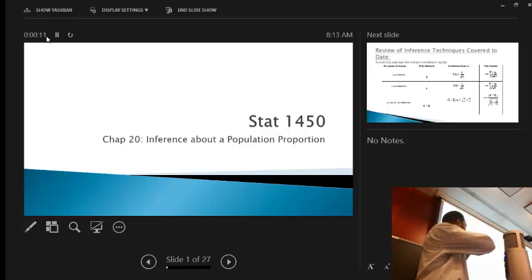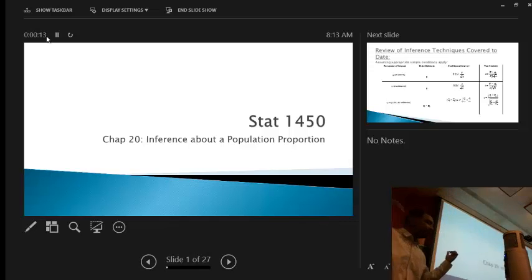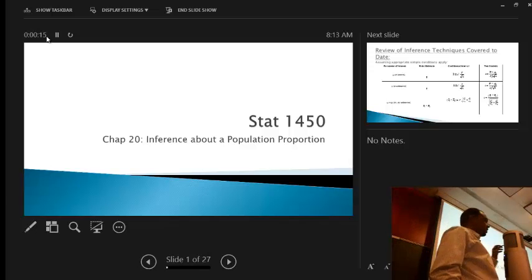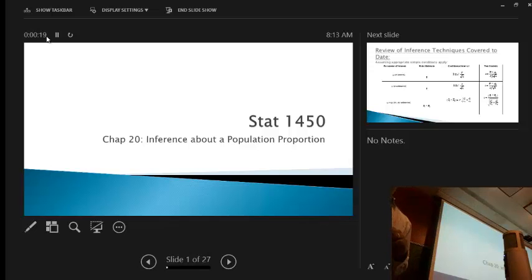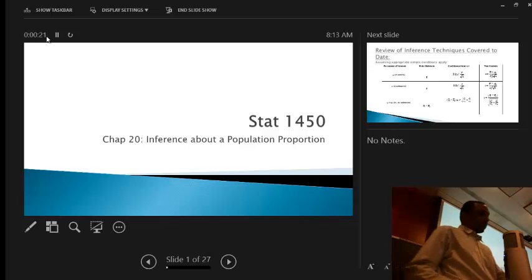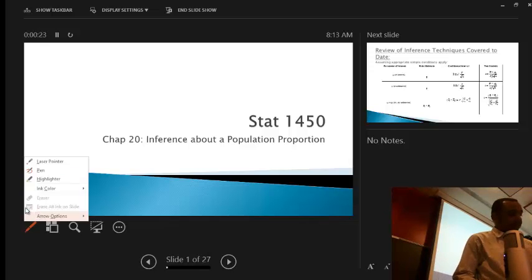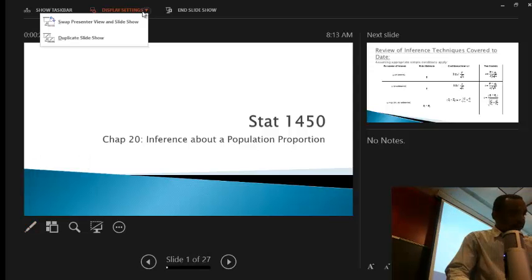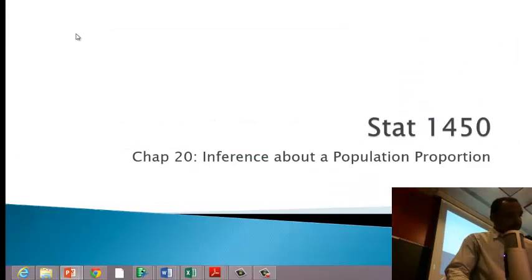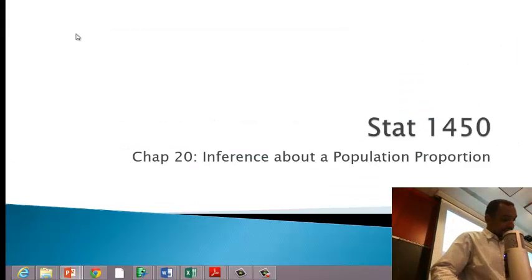All right, so here we go. Moving on to the next chapter, chapter 20, inference about a population proportion. So again, not so bad, same kind of concepts as you've seen before in this course.